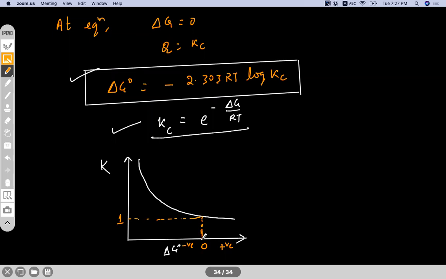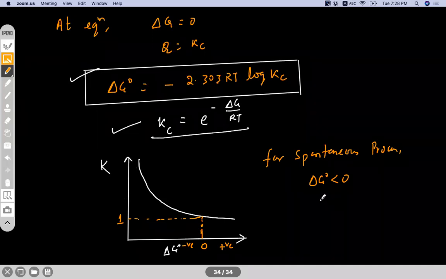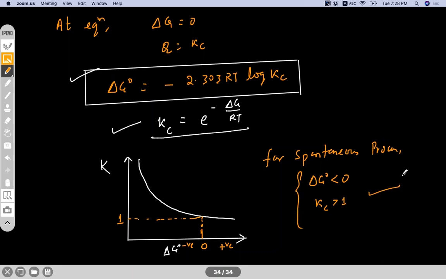Right? It means if you have delta G naught less than zero, then the value of Kc should always be greater than one. So for a spontaneous process, we know delta G naught is less than zero, meaning we are on the left side of this point, zero. And whenever you come to this side, the Kc value will be more than one if you look at the graph. So Kc is greater than one. This is the condition we have for spontaneity.